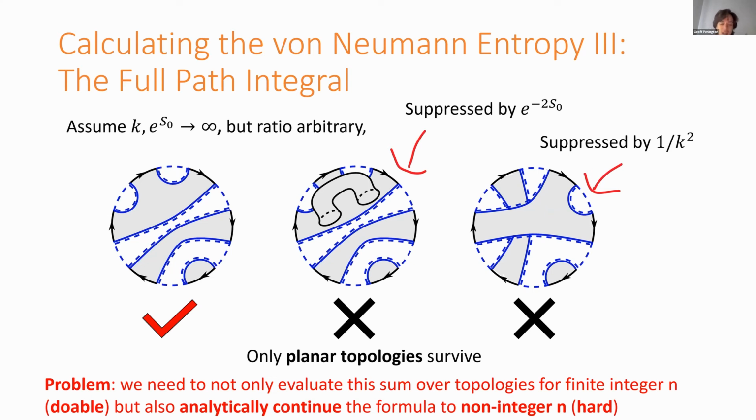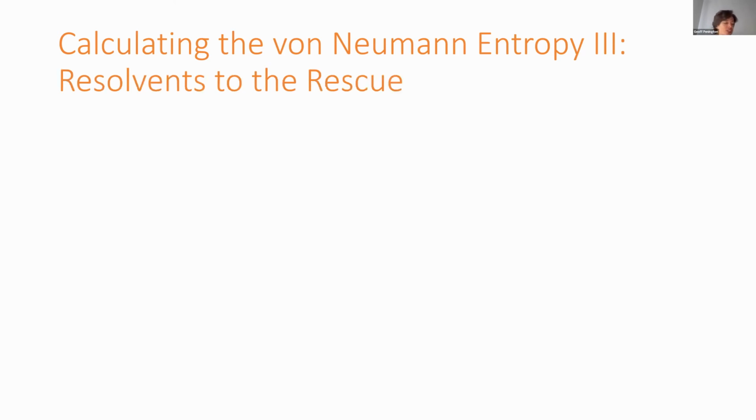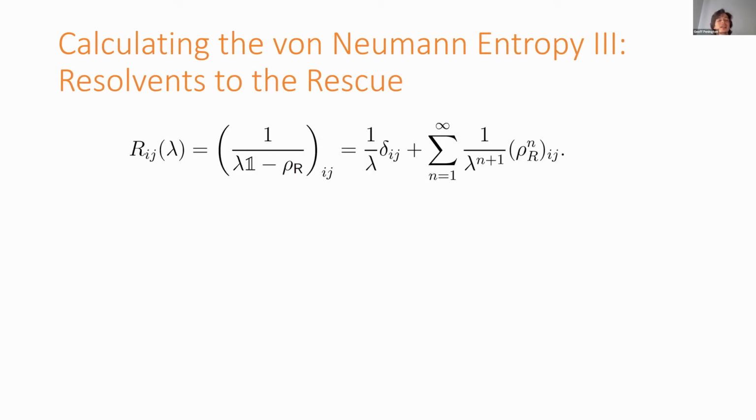Okay, so now we need to do this full sum over all the relevant topologies, and then we need to analytically continue the formula to n equals 1. It turns out that's kind of hard, but there's this beautiful trick that was found by Jembin that goes back to some tools from free probability, and that involves using this thing called the resolvent matrix.